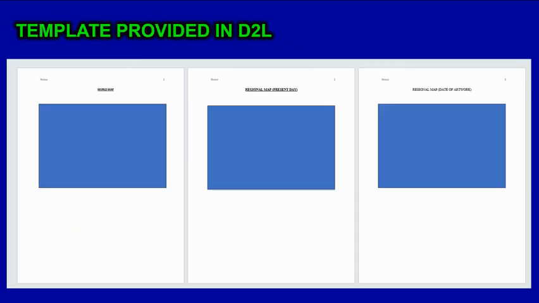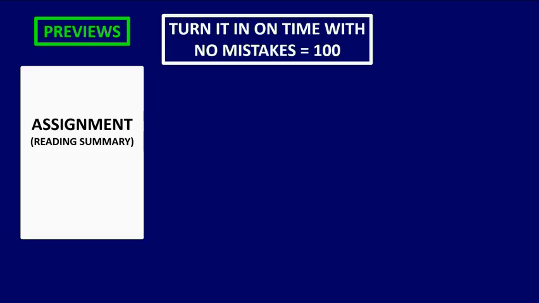I'm giving you a template. So all you have to do is just download the template and change out these blue boxes for your map. If you turn this assignment in on time with no mistakes, you get 100.